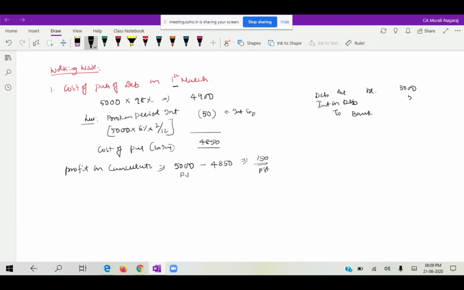Debenture interest 50 to bank account, 4,850 to P&L account. Wait, 4,850, no, it is not 4,850, it is 4,900 and P&L it is 150.